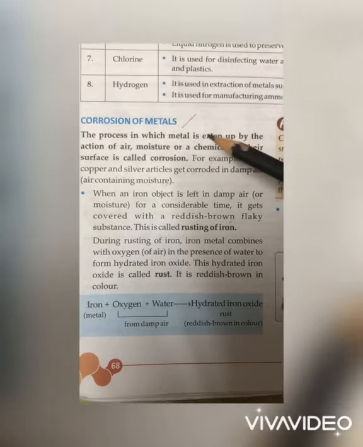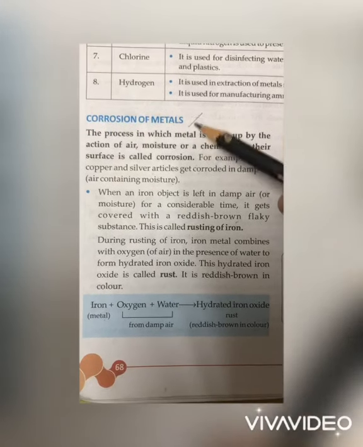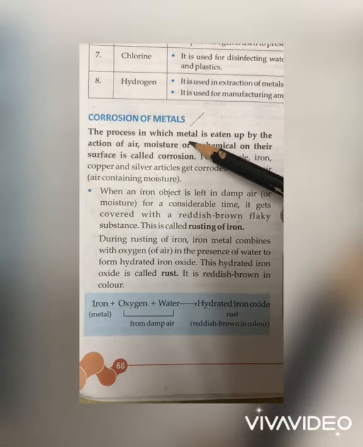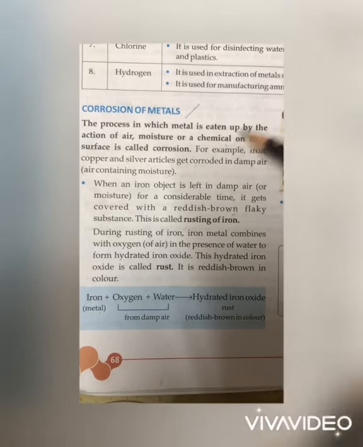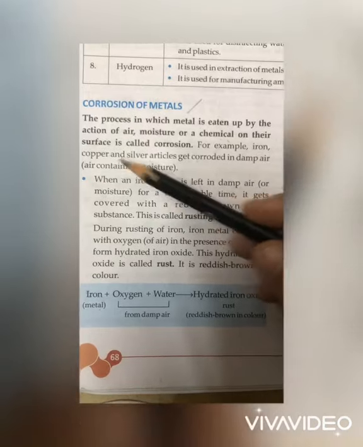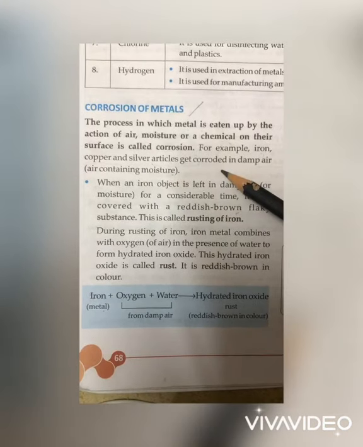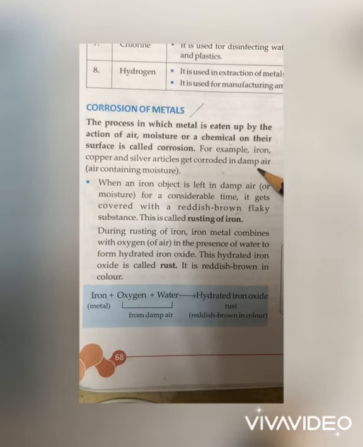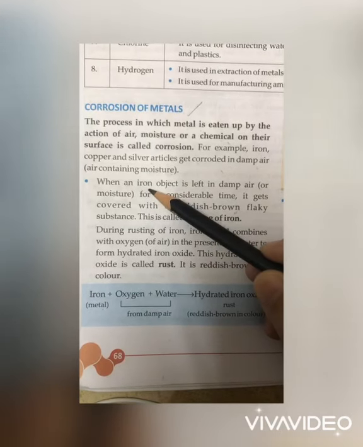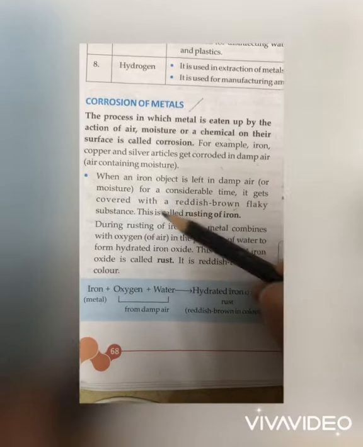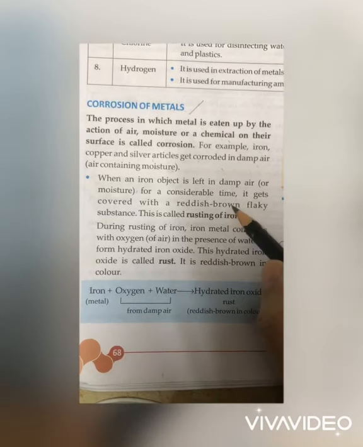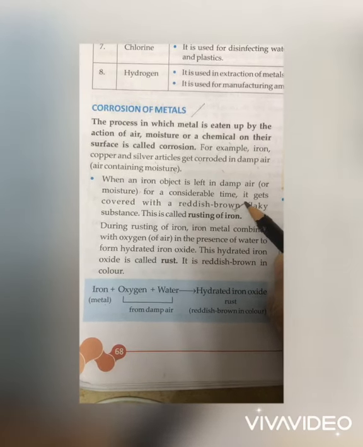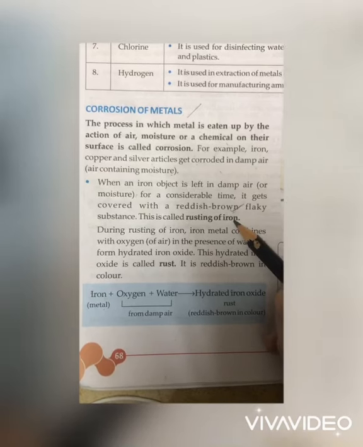Here we are discussing the corrosion of metals. As you all know, there are metals which are corroded by the action of air, moisture and chemicals on their surfaces. Iron, copper and silver articles get corroded because of moist air. Whenever an iron object stays in damp air, which has moisture, for a long time, it is covered with which type of coating? A reddish brown coating, and this is called rusting of iron.